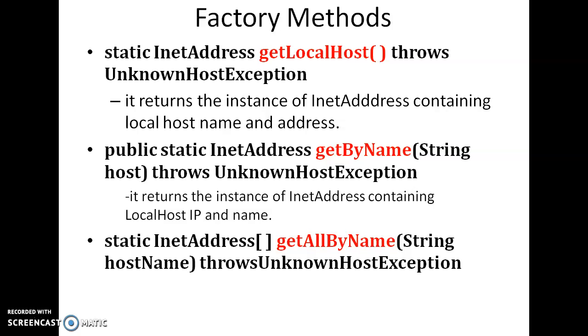So these are the 3 factory methods which are available in the InetAddress class: getLocalHost, getByName, getAllByName. By using these 3 methods, we can create the instance of the InetAddress class. We cannot create an instance of the InetAddress class in the regular way. For that, we need to use these 3 factory methods.